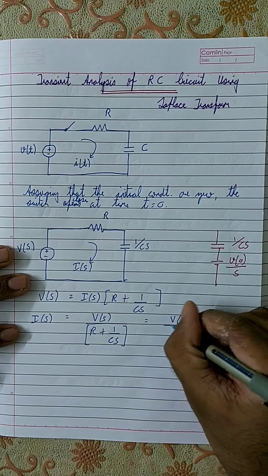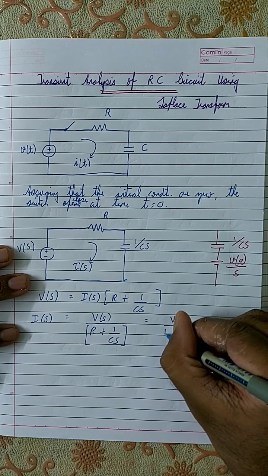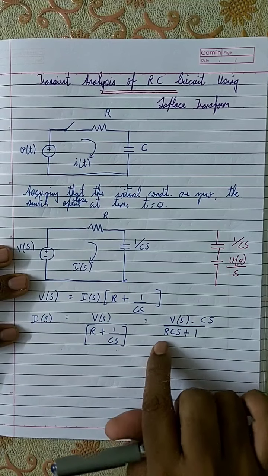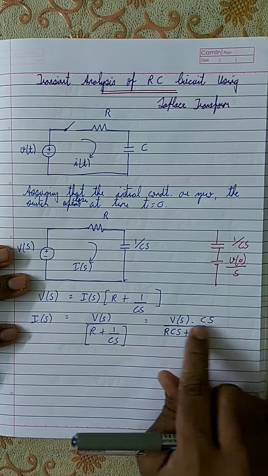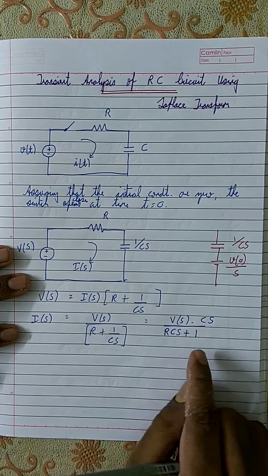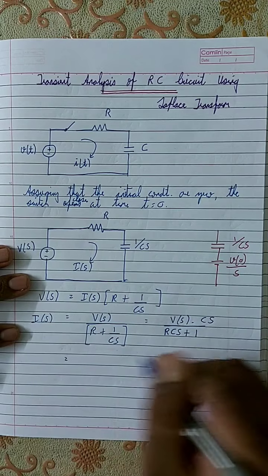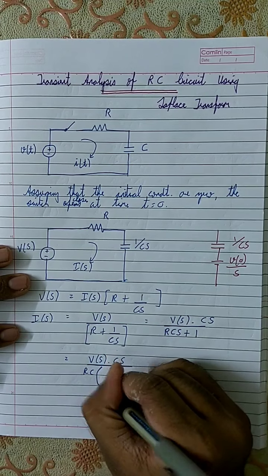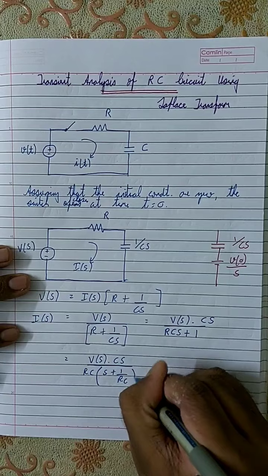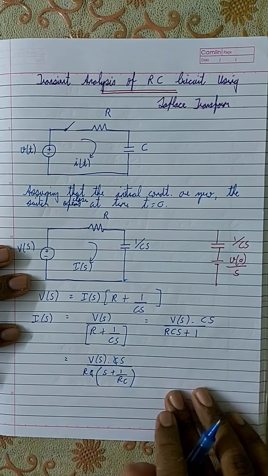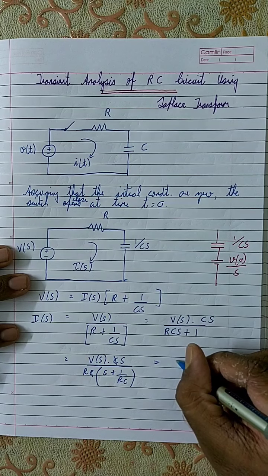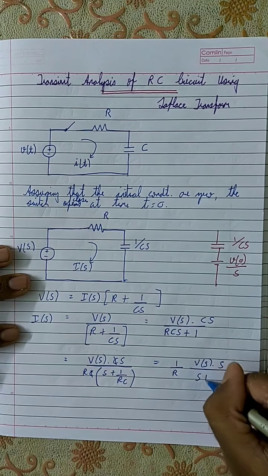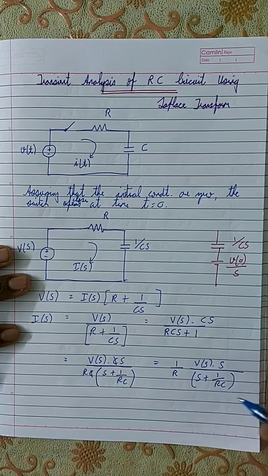So what I do is make a change over here. I say it becomes V of s by taking the LCM, which becomes RCs plus 1 by Cs, and the Cs comes on the top, so this becomes Cs by RCs plus 1. Then I take RC common, so I get V of s into Cs by RC into s plus 1 by RC. The capacitor C and this C cancel each other, and you will be left with 1 by R into V of s into s by s plus 1 by RC.